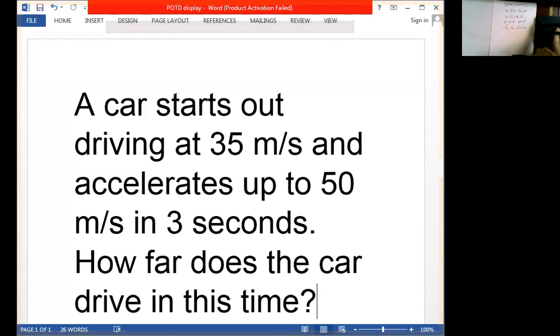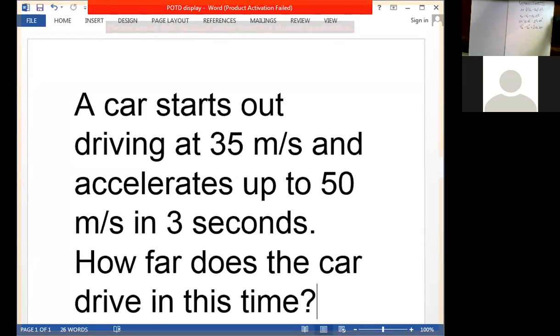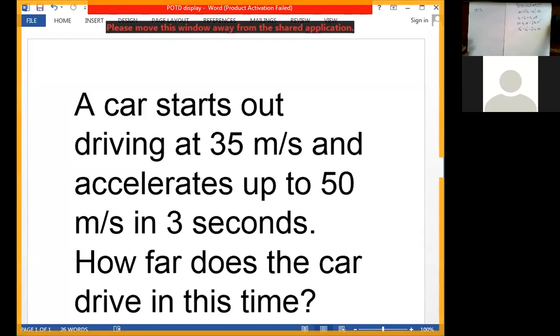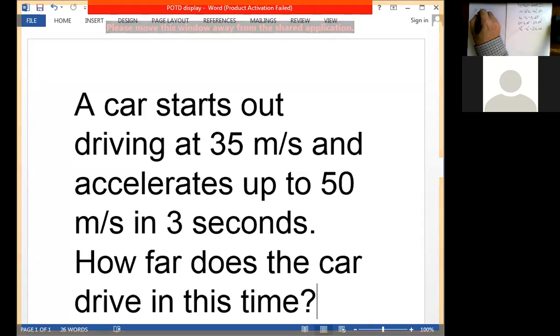What do we have for givens today? We have the time, 3 seconds. Delta T equals 3 seconds, good. What else do we have? The VXI is 35 meters per second. Right, 35 is our initial velocity, 35 meters per second, good.